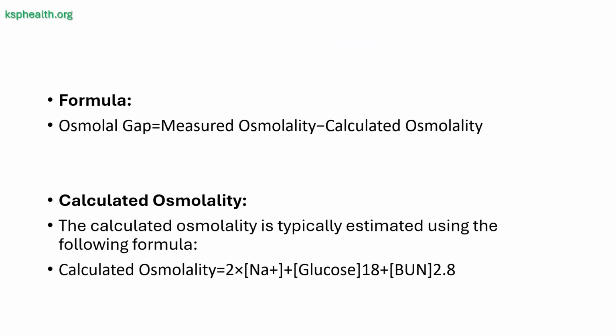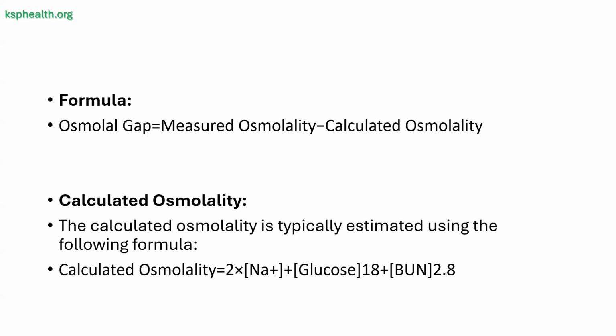The formula to calculate osmolar gap is measured osmolarity minus calculated osmolarity. So how do you calculate the osmolarity? By this formula: 2 times sodium plus glucose over 18 plus BUN over 2.8.